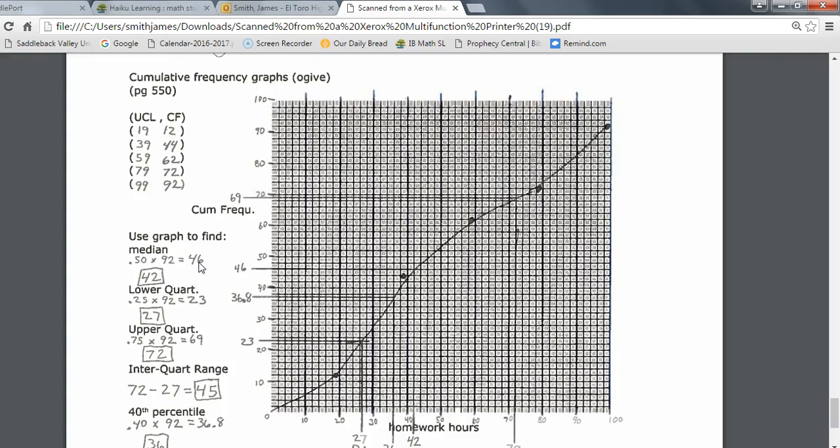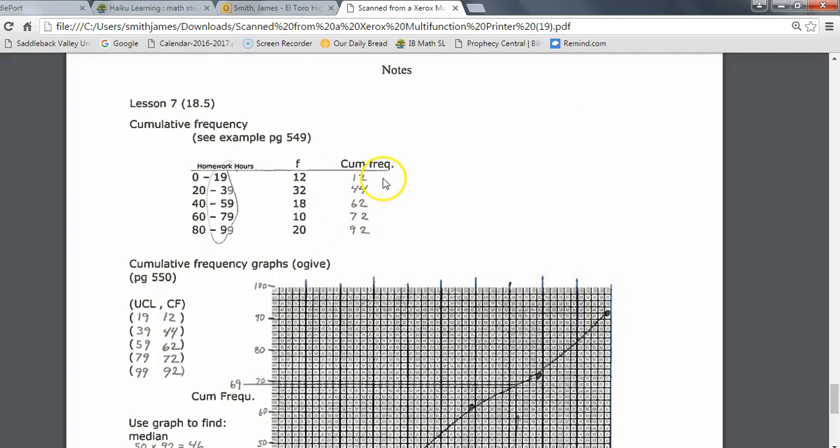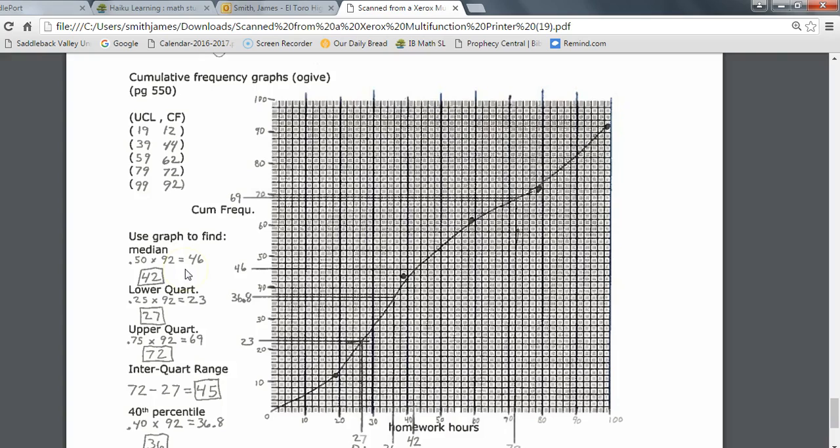Here's how we work with it. These are the type of questions, the things that you'll need to be able to do from a graph. The first thing that they're asking us to find is the median of the graph. Keep in mind, the median is always the middle point of the graph. If there were 92 total data points, the median would be the 46th point within that data.